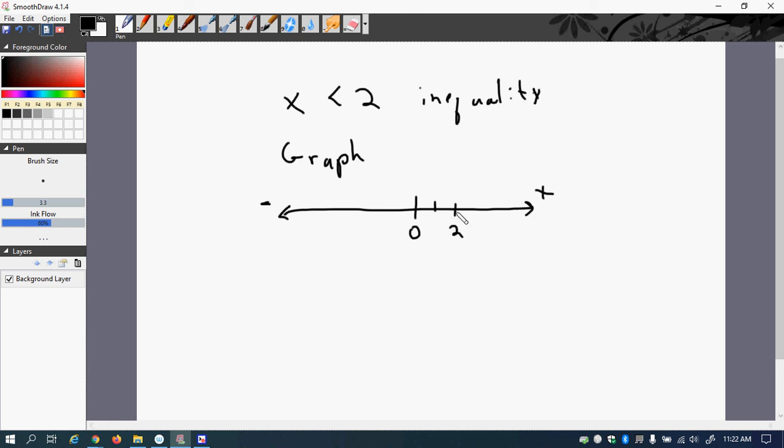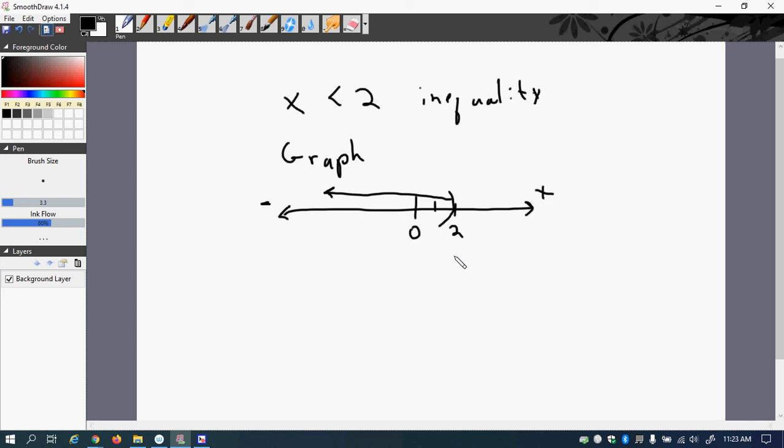Okay, and so I see it's all the values in this direction. Well, I don't want to include the 2. So to do that, we do a parentheses right at 2. And so that's telling the person who's reading the graph that this does not include 2, but everything behind the 2. And then we can put a line going in this direction. And so that's telling the person it's all the solutions here that make this inequality true. And so that's what we do. So we do parentheses when we don't have an equal sign in the inequality, but we do brackets when we do include the equal sign.